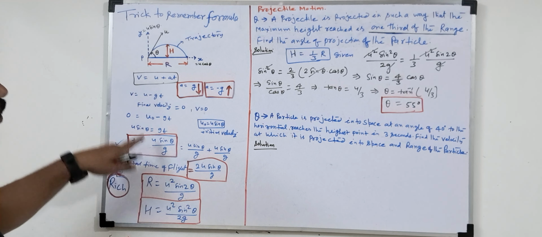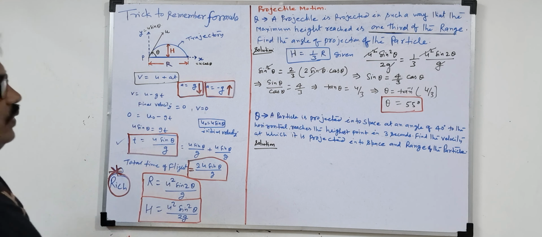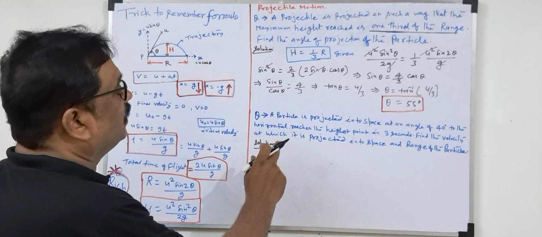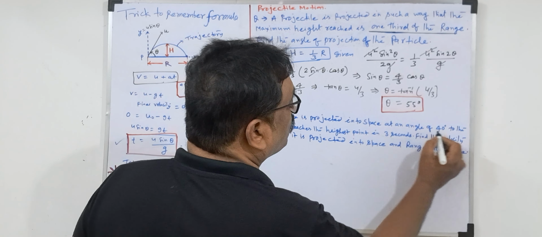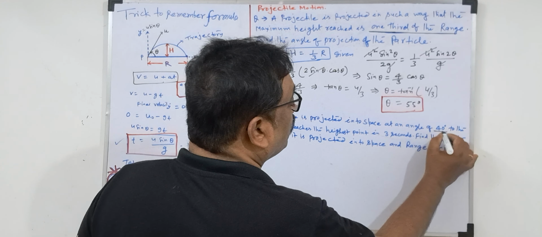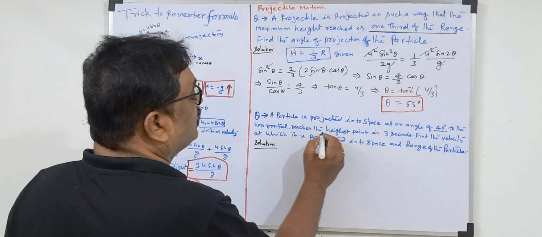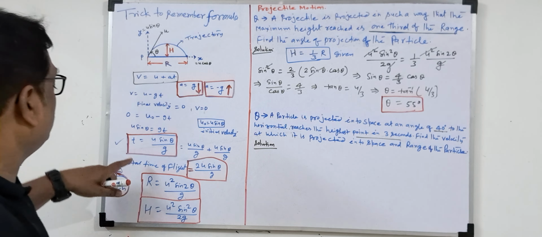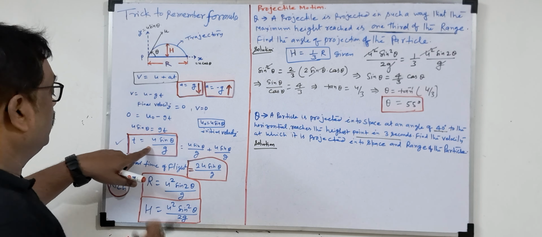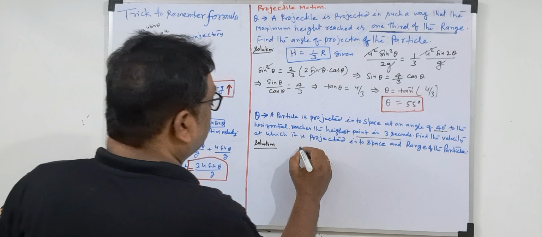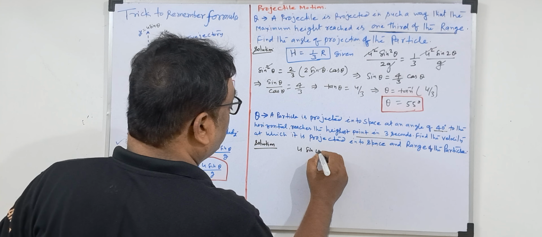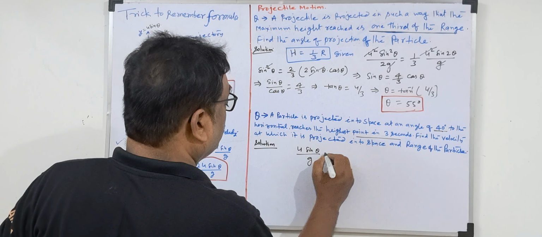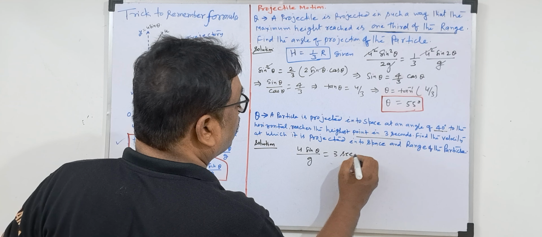I will explain how to remember them; already in the previous video we did. Now comes the second question. A particle is projected in space at an angle of 40 degrees to the horizontal and reaches the highest point in 3 seconds. So what is the time to reach the maximum height? U sin theta by g is equal to the given 3 seconds.